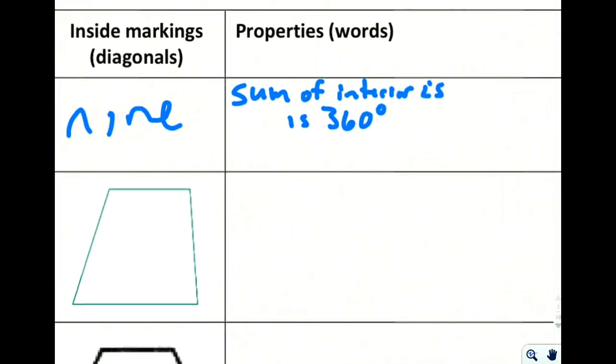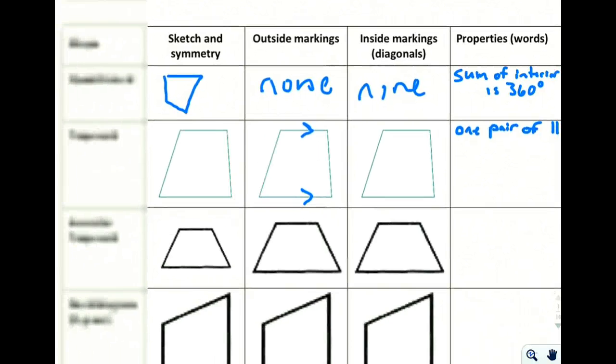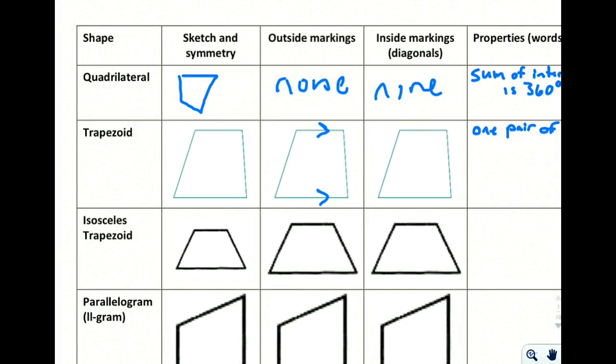one set or one pair of parallel lines. I'll abbreviate parallel with the two parallel bars. So one pair of parallel lines or one pair of parallel sides, you could write. So that's just a standard trapezoid.